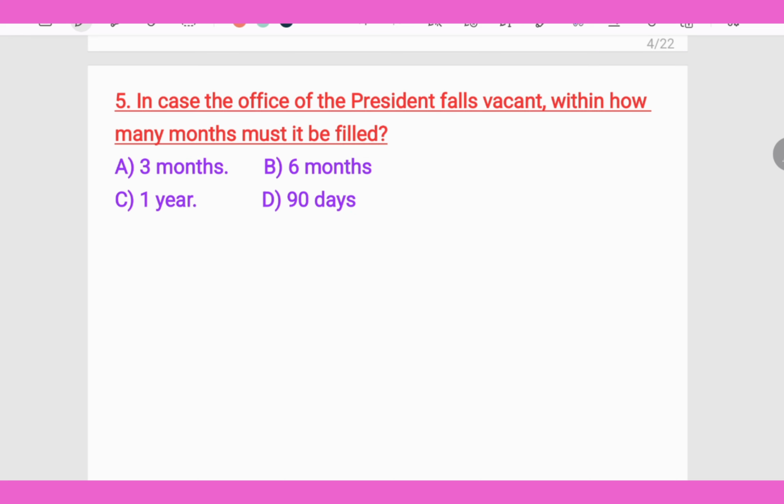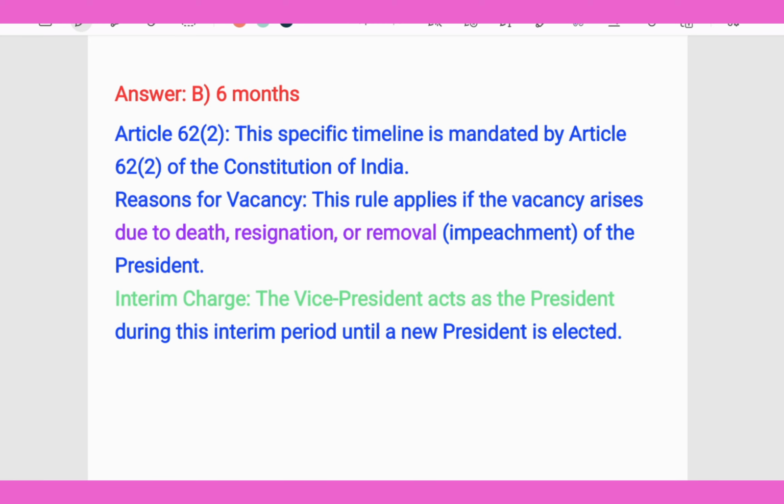The next question is, if the office of President falls vacant, within how many months must it be filled? That means by when the election of the President takes place. Remember, the vacancy arises due to death, resignation, or removal, meaning impeachment. In this case, the election must be conducted within 6 months under Article 62 clause 2.